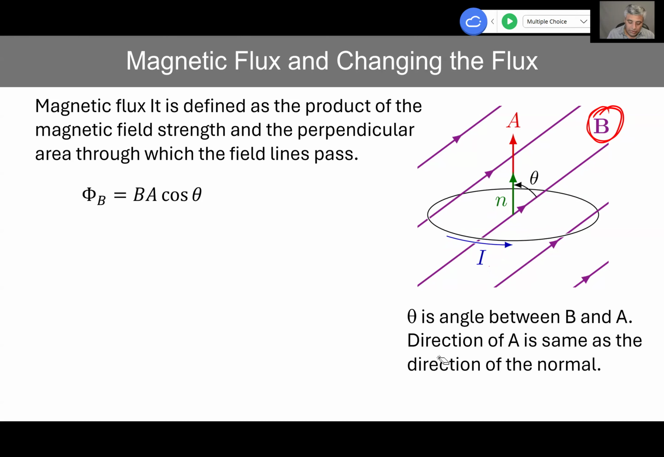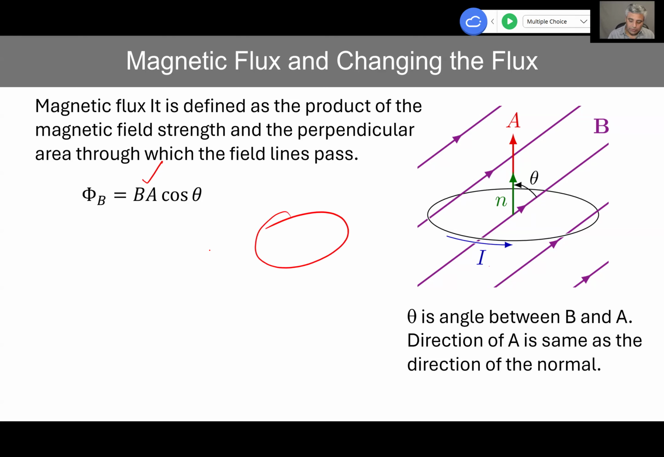So we define flux as the product of magnetic field times the area of the coil, strength of the magnetic field times the area of the coil times the cosine of the angle between them. Now, the angle between them means, see, magnetic field, we know this is a vector, so it's easy to tell what direction it is, right? Usually, it's given. But how about the area?